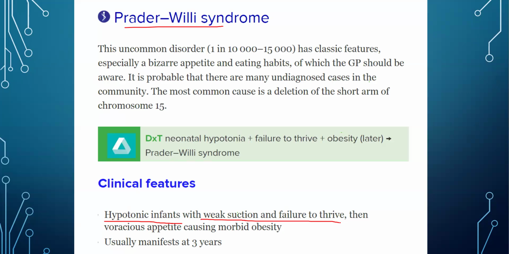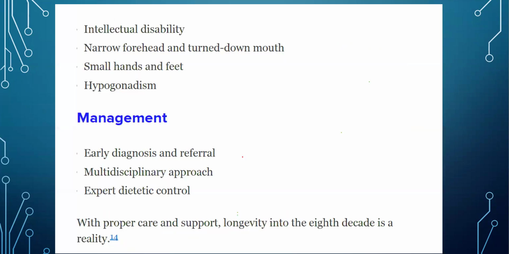But once you start giving them solid food, they will develop a voracious appetite, causing morbid obesity. So from hypotonia and failure to thrive, they will start to be very obese, and at around 3 years they usually manifest. So neonatal hypotonia, failure to thrive, and later becoming very obese, then it can be Prader-Willi syndrome. These patients can have intellectual disability and some other abnormal facial structure.